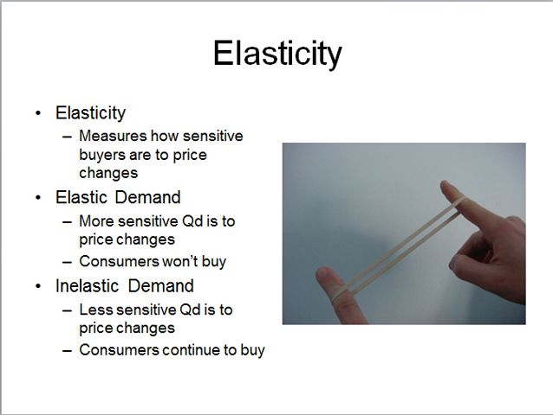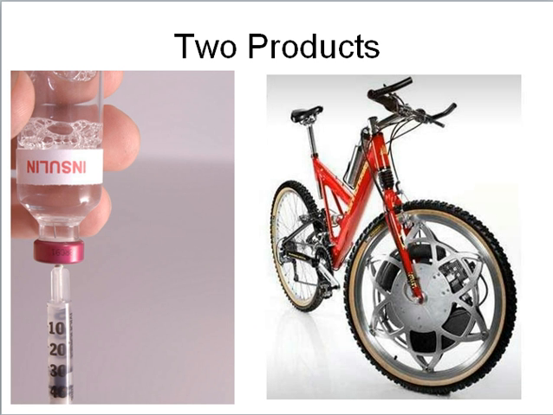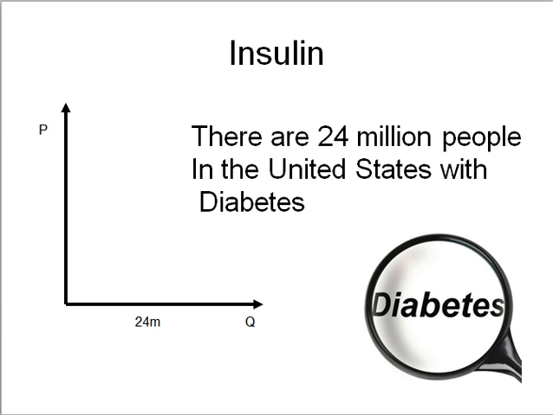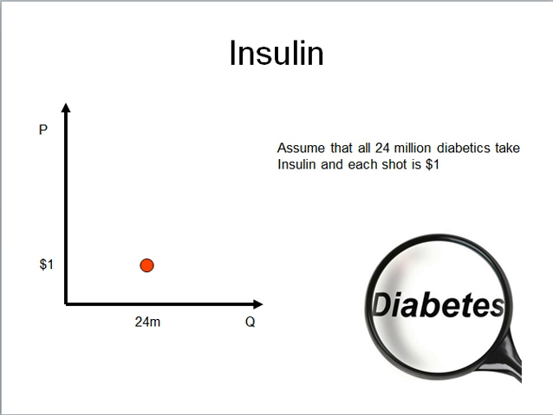So let's get an example here. We're going to compare two products, the elasticity of two products. We're going to look at a couple demand schedules. The first one is the demand schedule for insulin. Okay. Depending on stats, this stat is kind of older. There are 24 million people in the United States with diabetes. So we're going to mark that right at 24 million. Assume that all 24 million diabetics take insulin and each shot is $1. Okay, so everyone's going to demand that insulin at $1.